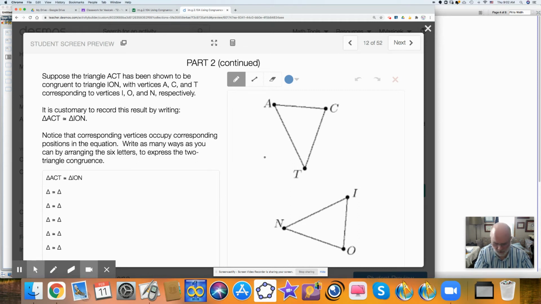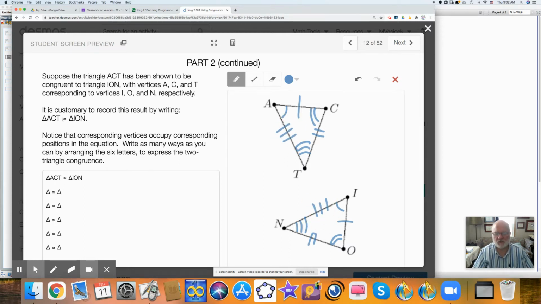And you'll notice I have triangle ACT, so I'll put what it matches up with, ION. So A matches up with I, C matches up with O, and N matches up with T. And I'll mark it like this. Between the 1 and 2 ticks, I'll put one. Between 1 and 2 arcs, I'll put one tick. I'll put 2 ticks here. And now you can see which parts correspond to which parts and which ones have to be true.